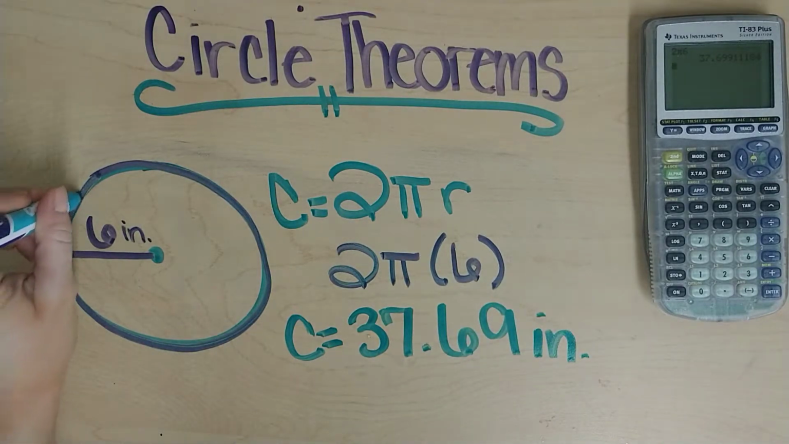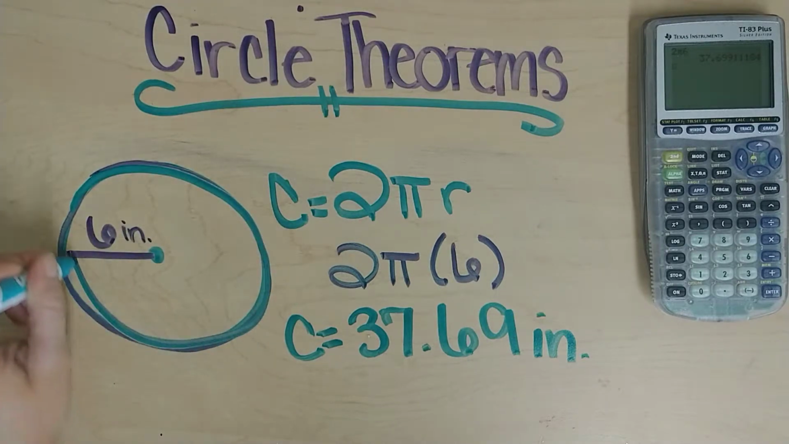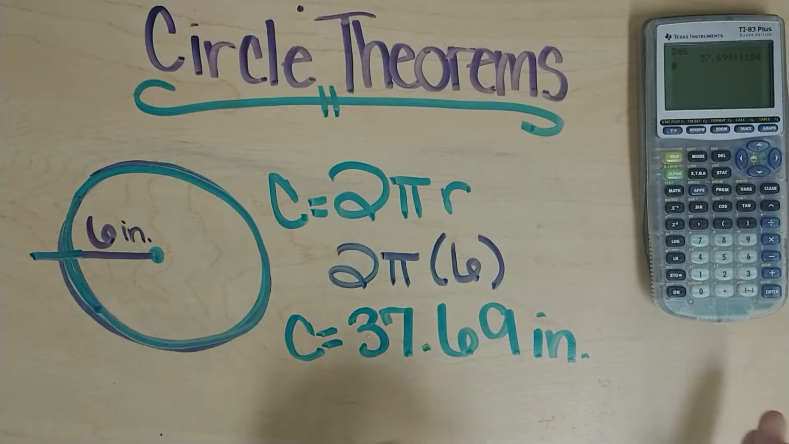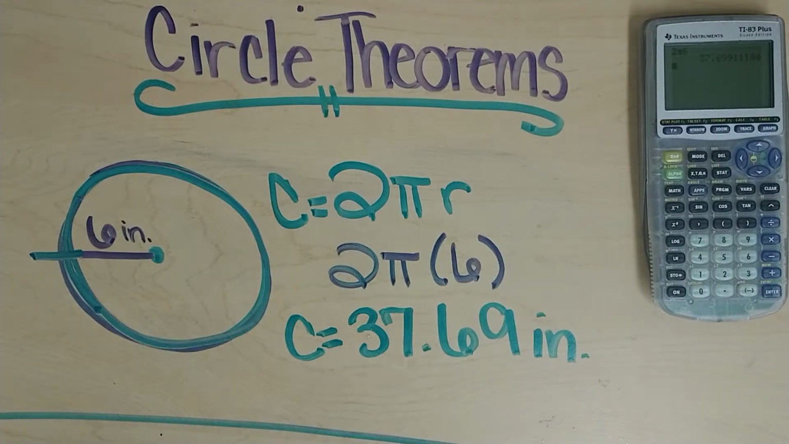That is the length of this entire pie crust. If I were to cut it right here and unravel it all the way across into one long line, if I were to unroll it, it would be 37.69 inches.